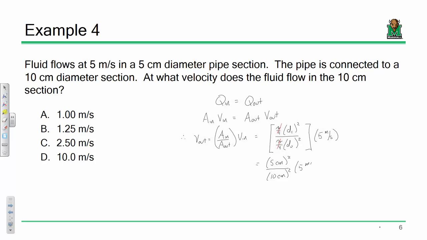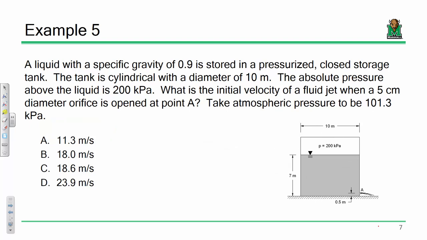But Dr. Mike, what about the units? Well, I've got 5 centimeters squared over 10 centimeters squared, so the centimeters squared cancel. So all I'm left with is the 5 meters per second. So what's that come out to be? Yep. Boom. What do you think? Sound good? Alright.